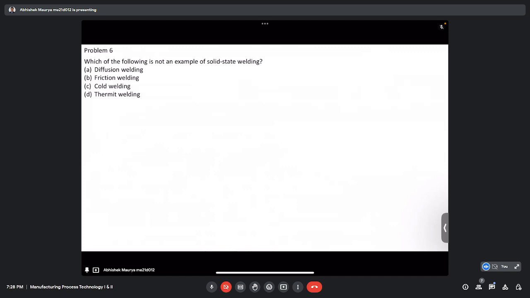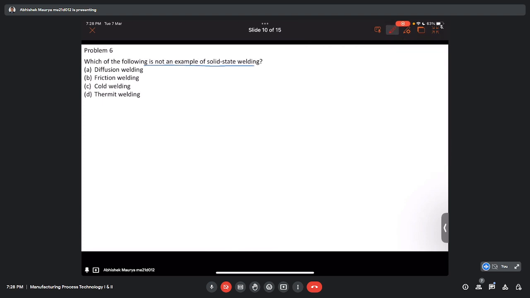Okay, so let's try to see together which of the following is not an example of solid state welding. Please note down here, a note is there. First of all we need to understand what solid state welding is. Yes, Amit, correct. You need to keep the answer which is not an example of solid state welding.